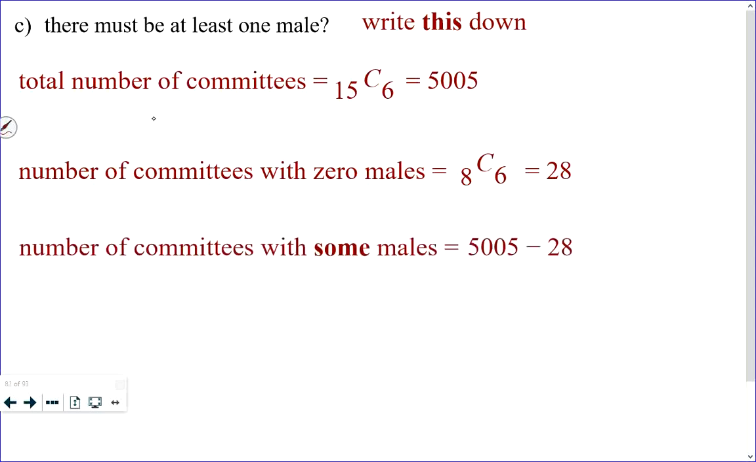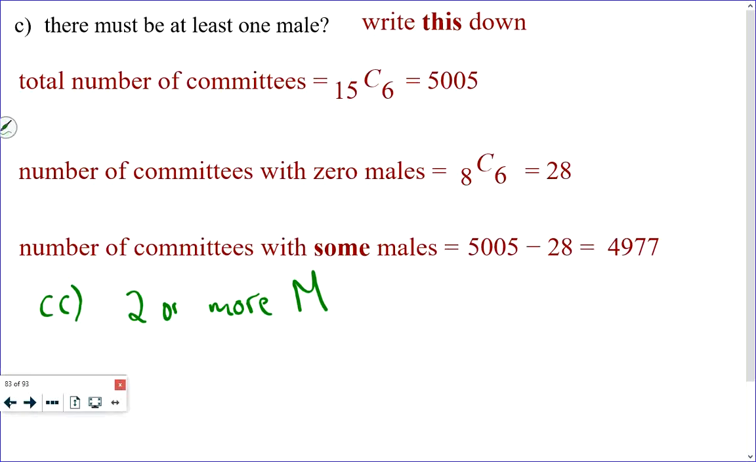So the number with some males, which is at least 1, would be the difference between those 2 numbers, which gives you 4977. I want to just throw something out here, and we're not going to necessarily do this problem, but this is question C. Question CC, what if I said 2 or more males?